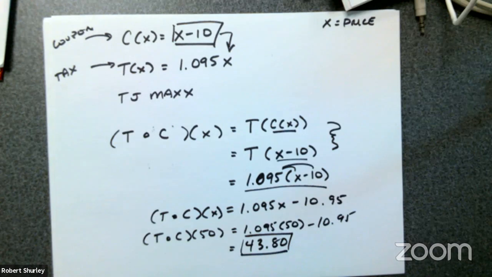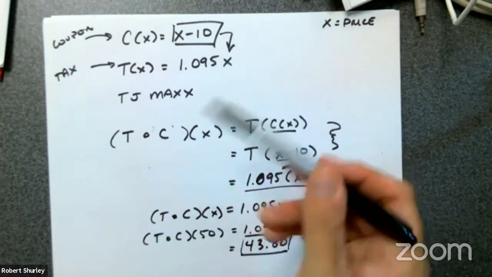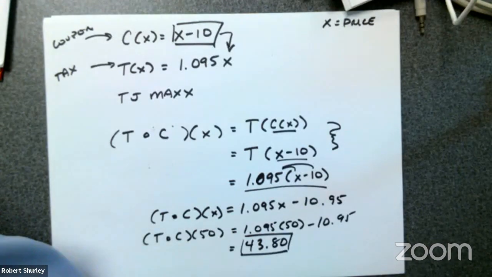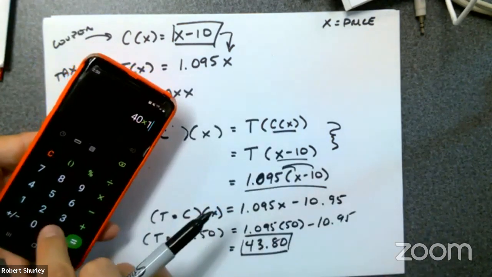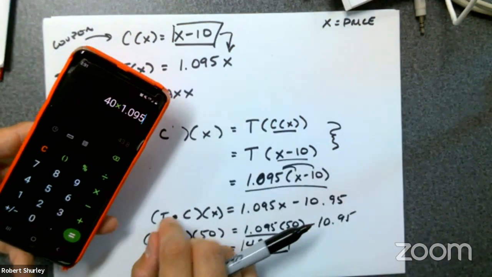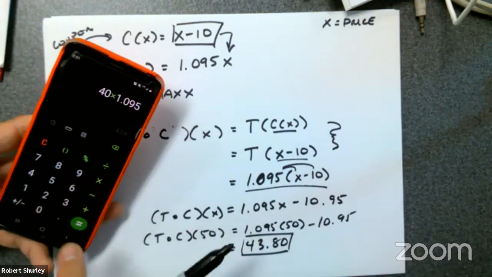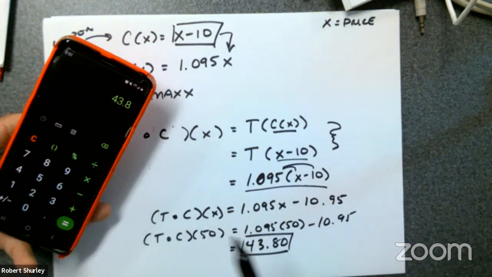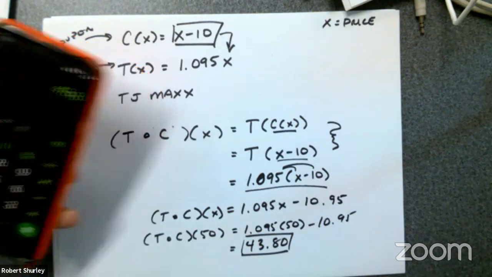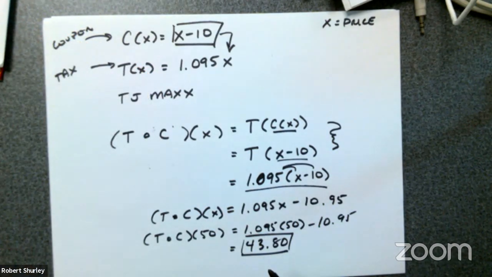Any questions? Now I'm going to check myself because I know how to do it. Look, you take $50, you subtract 10, so 50 minus 10 is 40, right? I'm just doing this on my calculator, times 1.095. And notice you get 43.8. So instead of going through those two steps, you just do it in one equation, okay?